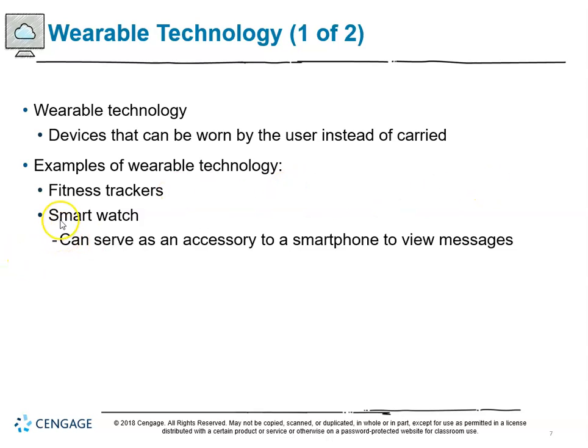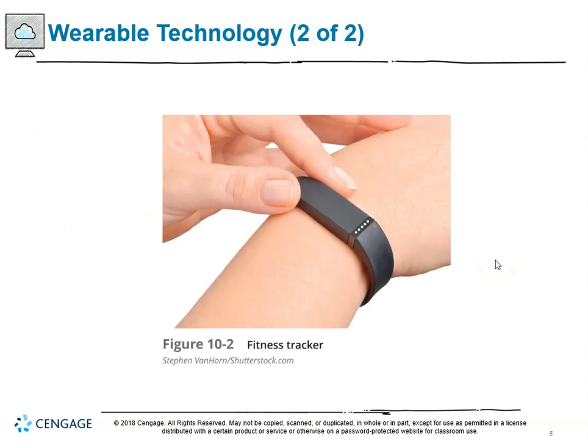And they can also be tethered to smartphones so that you can get a certain amount of capability even on this wearable device. For example, notification when a text comes in. This is what a Fitbit looks like. This is an example. It's called a fitness tracker in general.